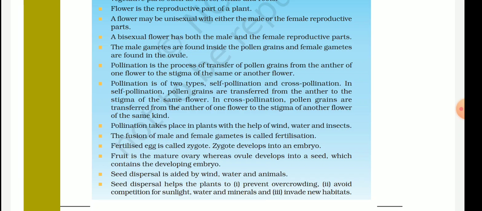Then after the seed is formed, seed dispersal is aided by wind, water and animals. Seed dispersal helps the plants to prevent overcrowding, avoid competition for sunlight, water and minerals, and invade new habitats. So these are the important functions of seed dispersal. Clear?